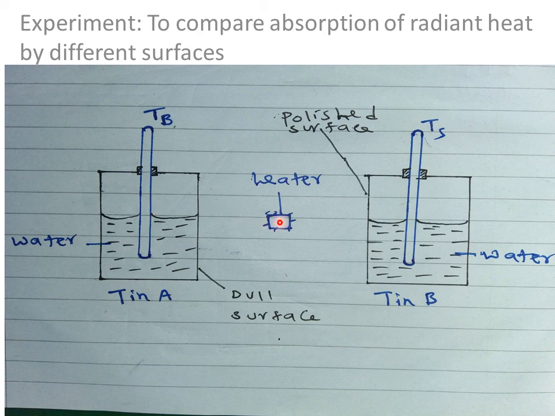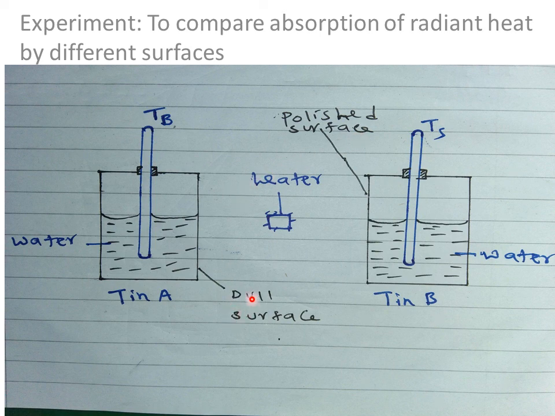After the source of heat is put on, maybe for something like 20 minutes, it is observed that thermometer TB, that is the thermometer in tin A, records a higher temperature as compared to the temperature recorded by the thermometer in tin B, that is TS. Now the question is, why does the thermometer in tin A, thermometer B, record a higher temperature than in tin S, yet they are dipped in the same amount of water? The reason is simple. Dull surfaces are good absorbers of what? Heat radiation. But polished surfaces are poor absorbers of what? Heat radiation. At the same time, they are good reflectors of heat radiation.